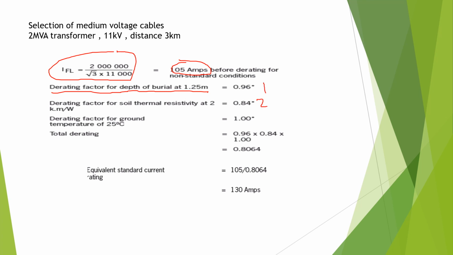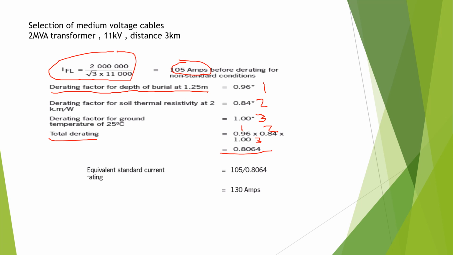That's the second derating factor, 0.84 and 1.00. The third derating factor. Then we get the total derating factor, which is the first one times the second one times the third one. We come to this value.